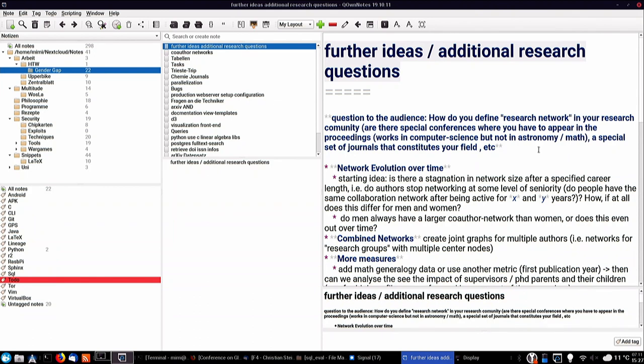Because we can see that in the 70s, we only did it for the 70s, men had larger collaboration networks than women in the mean. So the next question is, do men always have this larger collaboration network, or is this evening out now that time has passed? We could aim for the creation of graphs where we don't look at one specific author, but a couple of authors, so that we can say they form a research group and see how well this research group fits into their field. We had the idea of adding more measures.